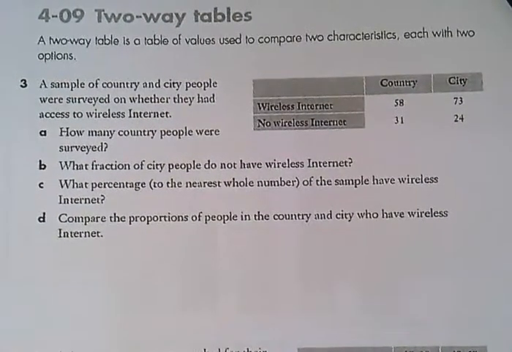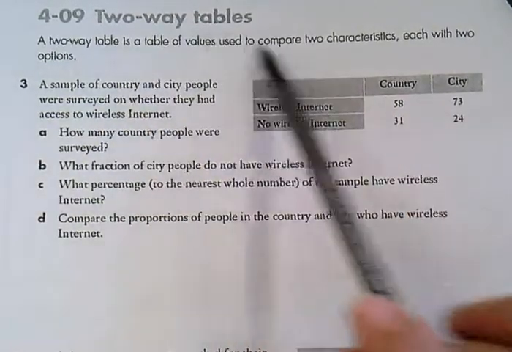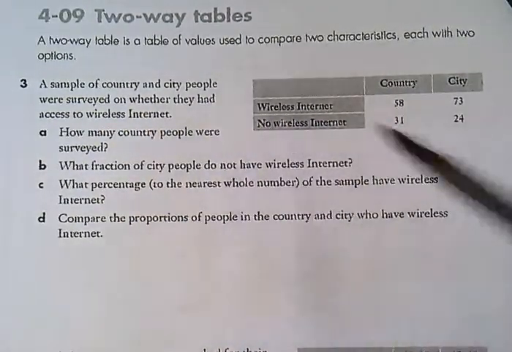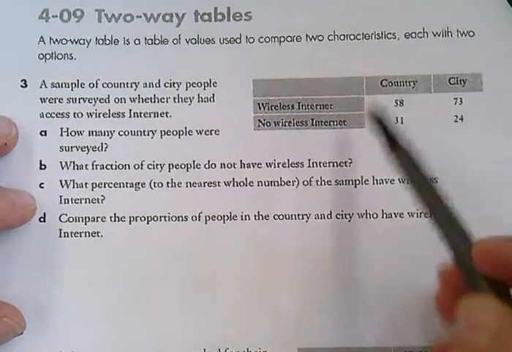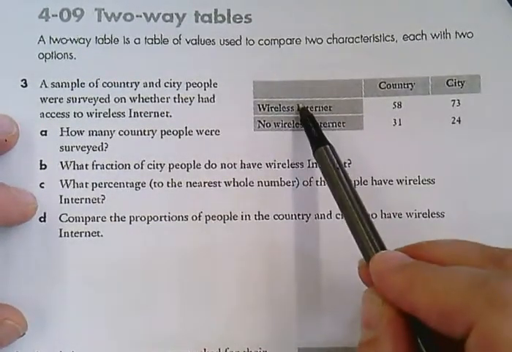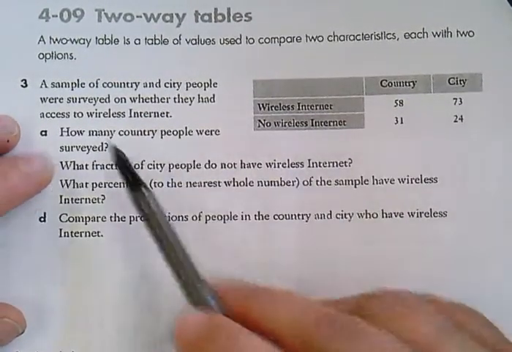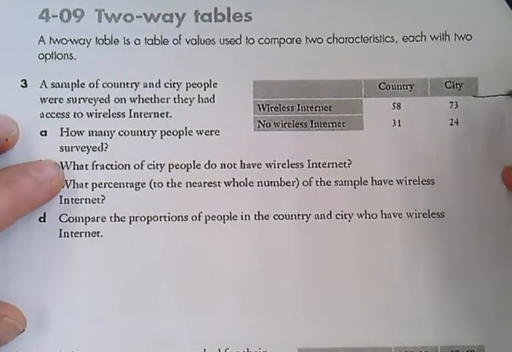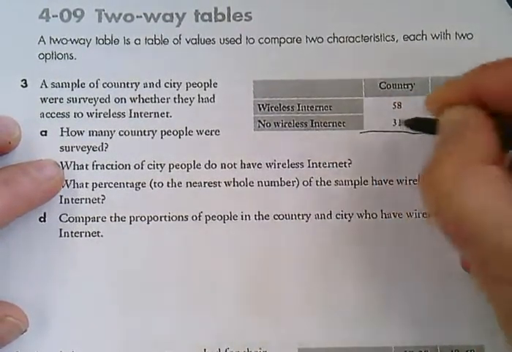Okay, exercise 409, our last exercise in this topic, two-way tables. A two-way table is a table of values used to compare characteristics with two options. See country, city versus wireless internet, no wireless internet. Often it's a good idea to put totals at the bottom of each column.